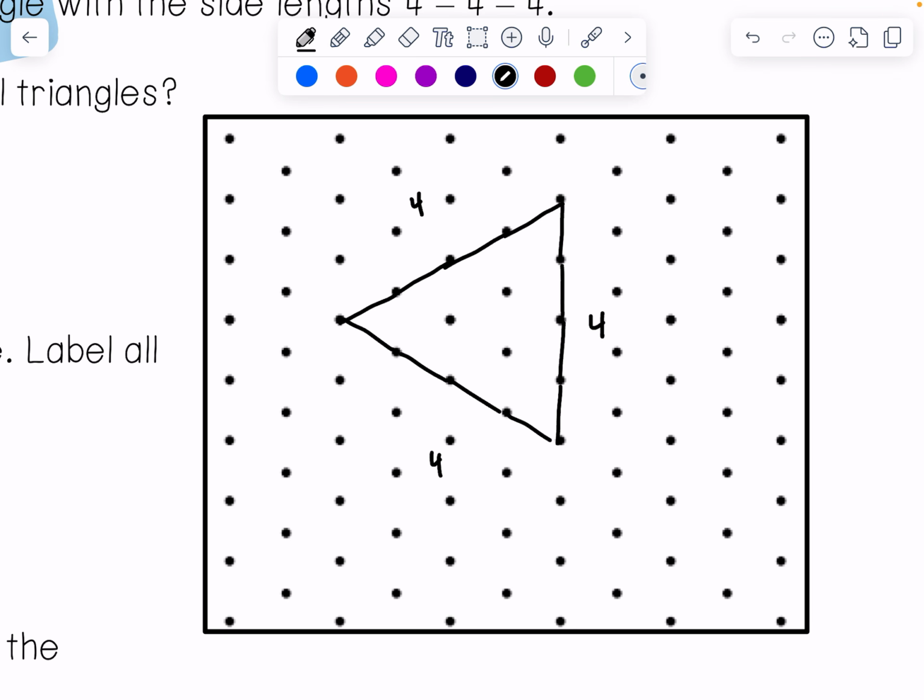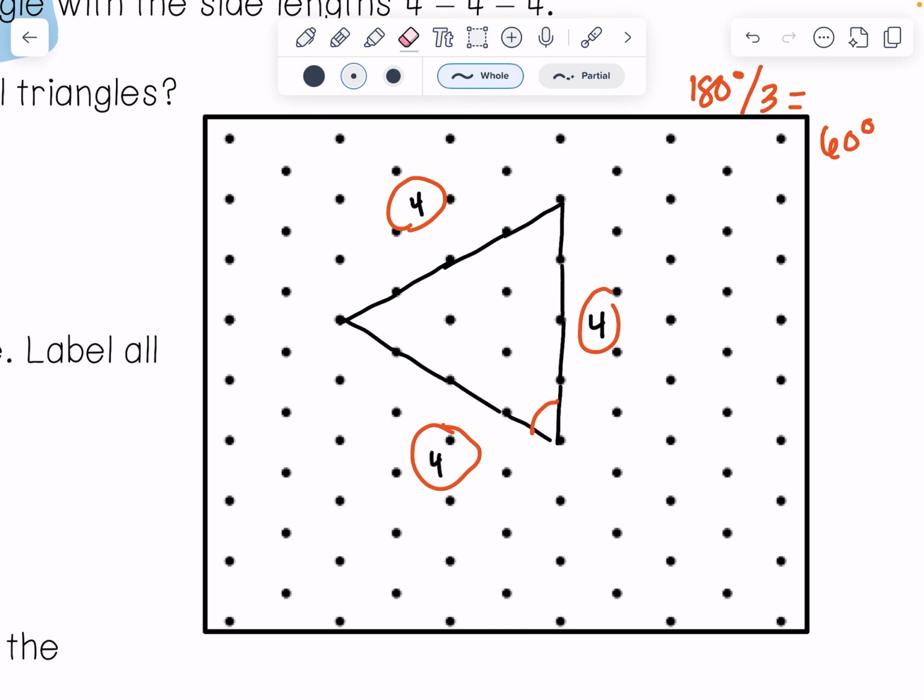Now, once again, we have to figure out what it means to be a right triangle. Before we do that, let's talk about the idea that because each of these are the same length, their opposing angle has to also be the same size. So if I take my full 180 degrees and divide it by all three, I get 60. So if I erase this a little bit, currently each of these are 60 degrees.